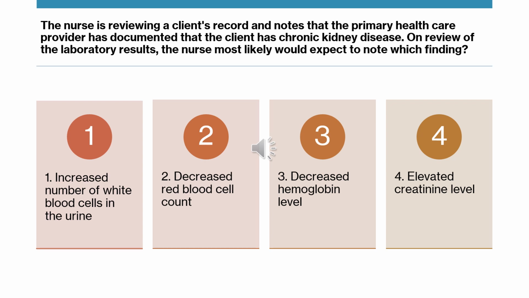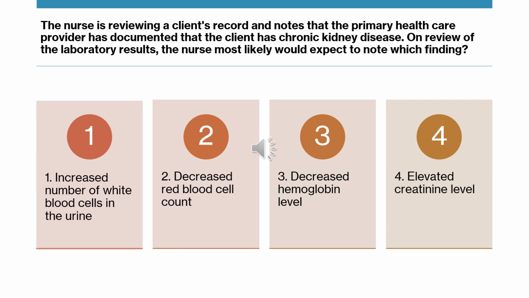So let's look at each of these. Obviously you have to know your lab values and what each one does. When we're talking about white blood cells, you know that white blood cells are part of the immune system to try to prevent infection. So if we have increased white blood cells, that would mean we have infection. If we have white blood cells in the urine, we likely have a urinary tract infection.